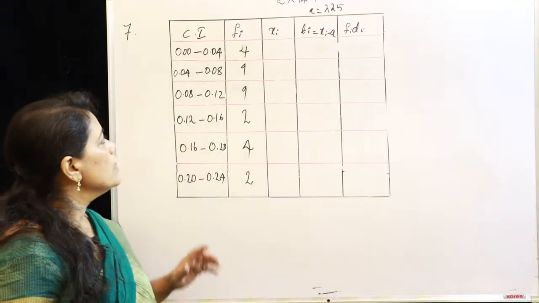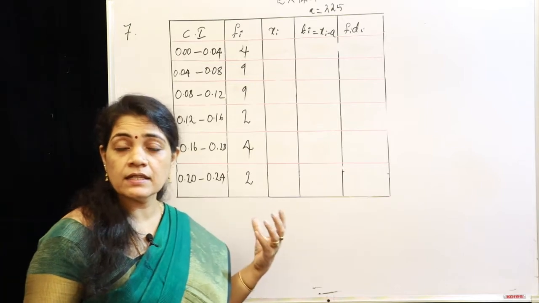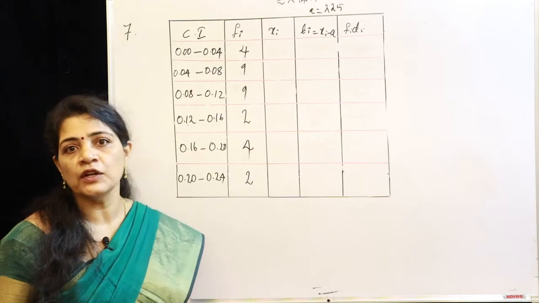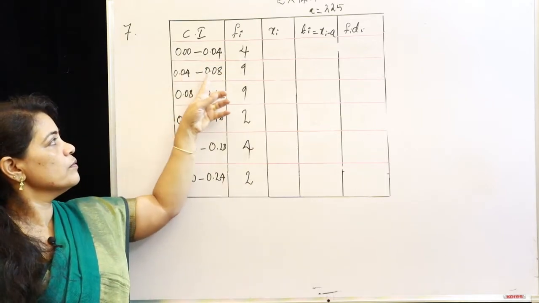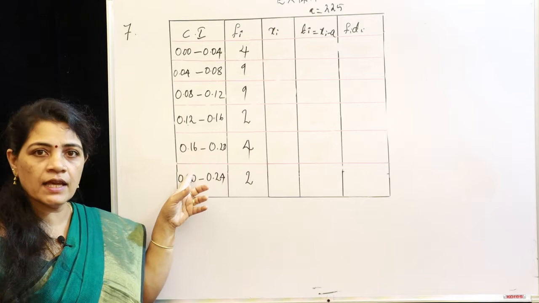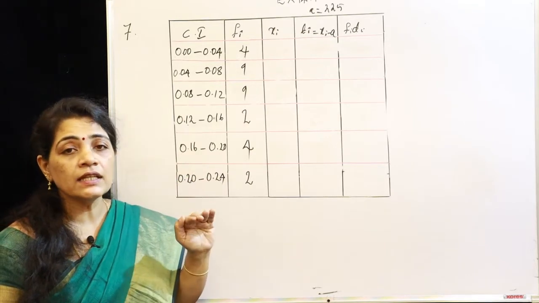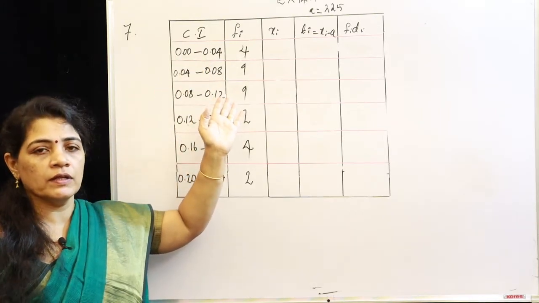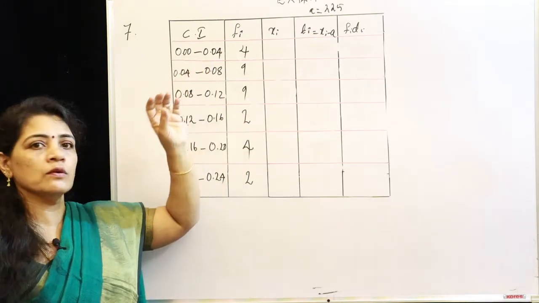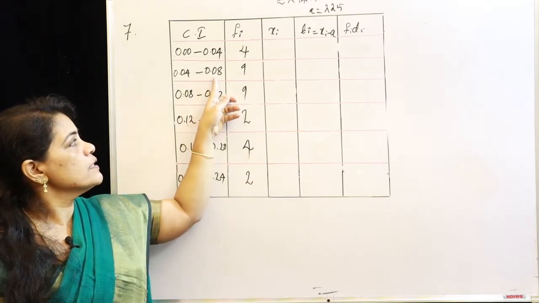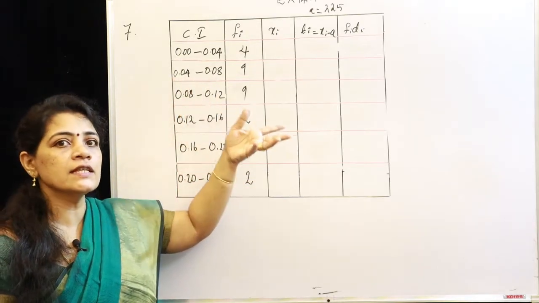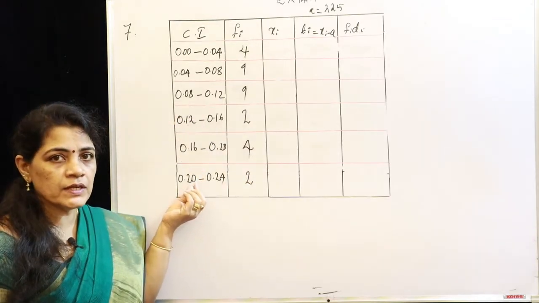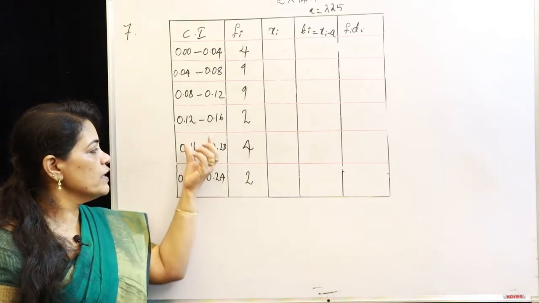Okay, so here again the data are in class interval form. So the first thing is you have to check whether it is continuous, that is the upper limit and lower limit. Each class interval is the same. Now see the class width. Class width means upper limit minus lower limit, that is 0.08 minus 0.04, again 0.04. You can see that the class width of each class interval is the same.